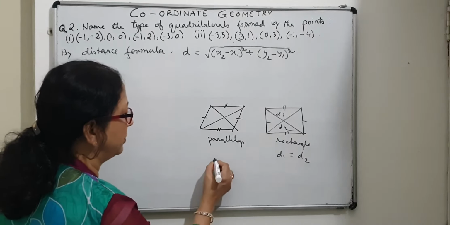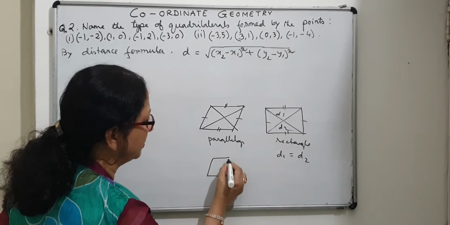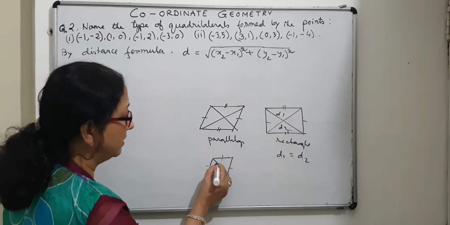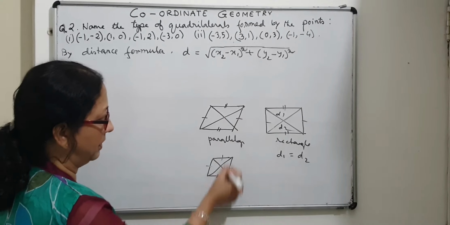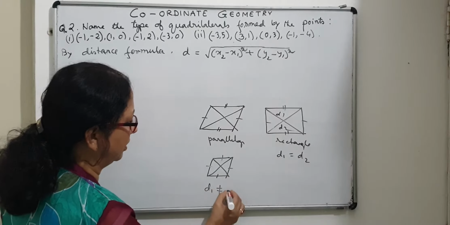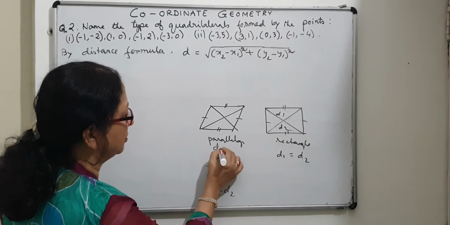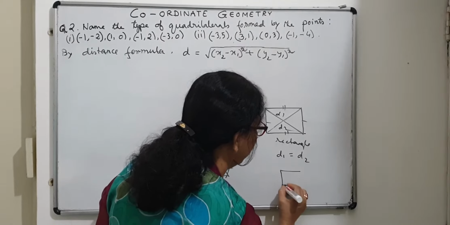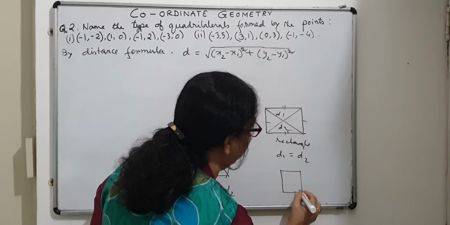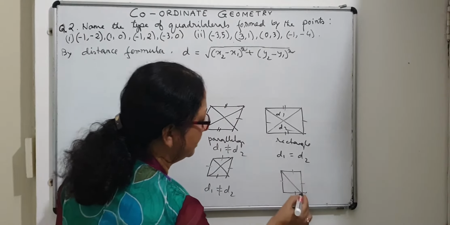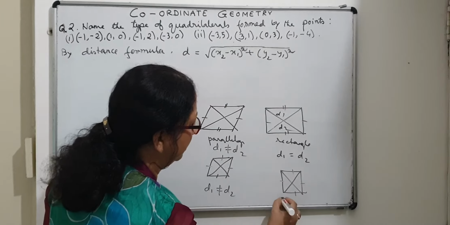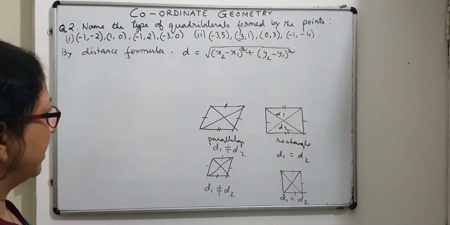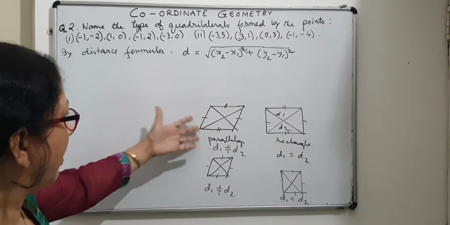Then we have the rhombus. What is in the rhombus? All the sides are equal, but the diagonals are not equal, like the parallelogram. Here diagonals are not equal. Here in the parallelogram also diagonals are not equal. But if I take a square, it is a special rhombus, you know. Like the rhombus, all the sides are equal, but the diagonals are also equal. So these are all special quadrilaterals.